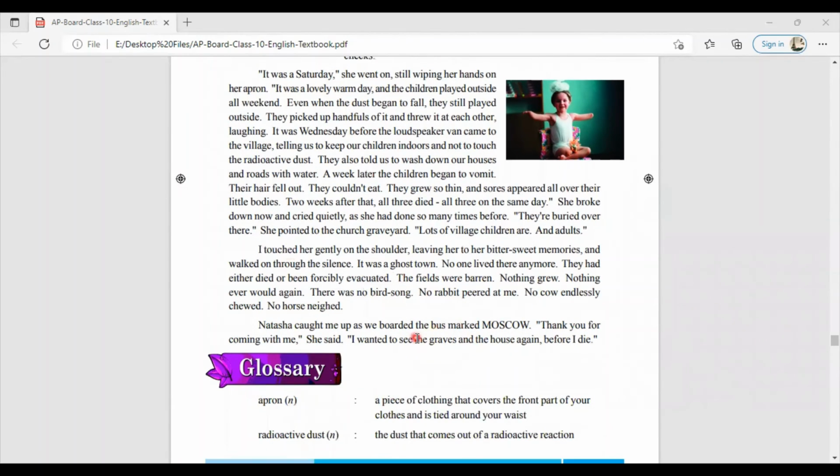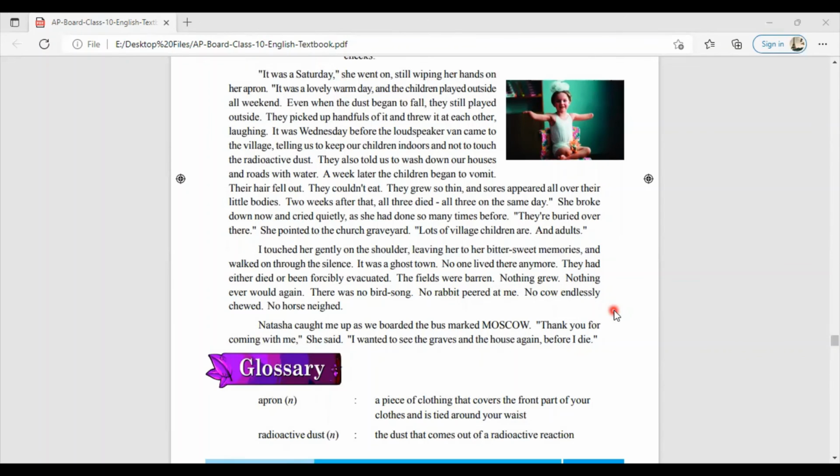So here she was sharing her memory with the narrator. She said that it became a ghost town. Nobody lived there anymore. They were forcibly evacuated, that means sent away, because the fields were barren. Nothing grew. No bird was singing. Rabbits did not appear anymore. No cow was endlessly chewing, that means no food for the cow also. The horse is also not neighing. Because of the radioactive dust, the humans, the animals, everything got destroyed.